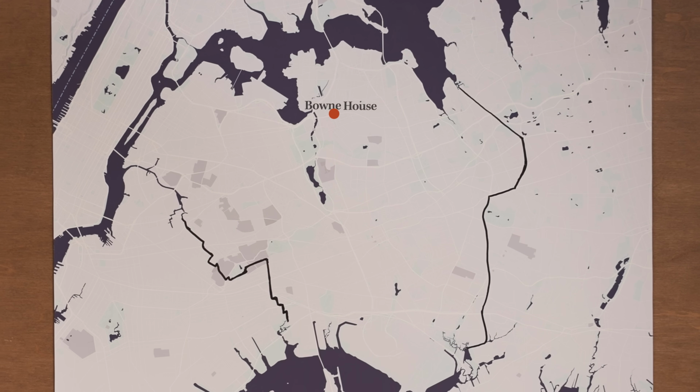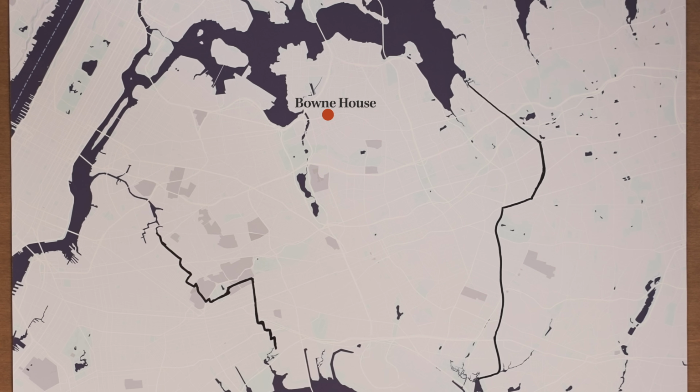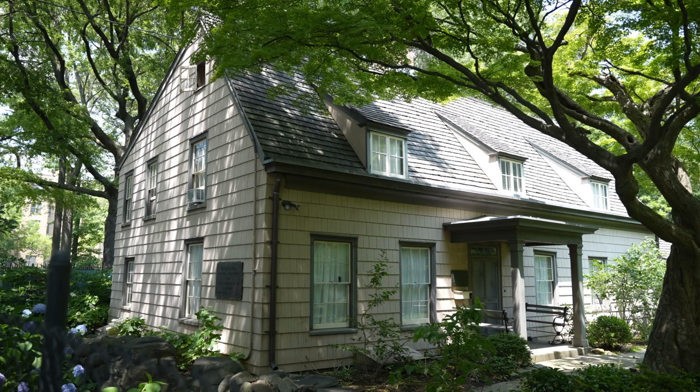This is Charlotte Jackson. She works as the archivist at the Bound House in Flushing, which is one of the earliest Dutch houses in all of Queens.